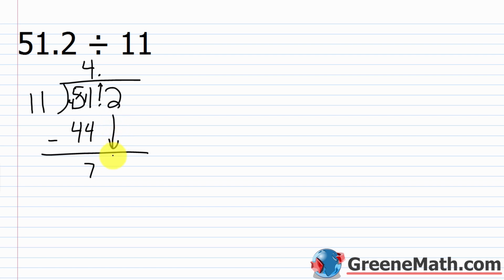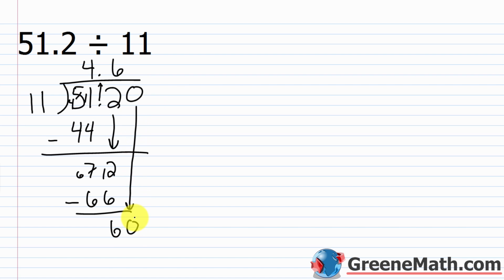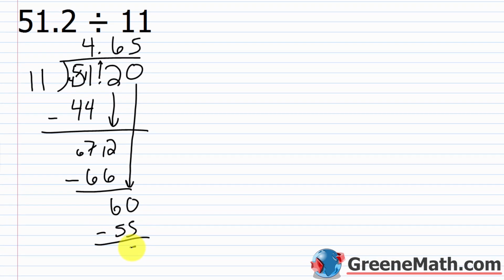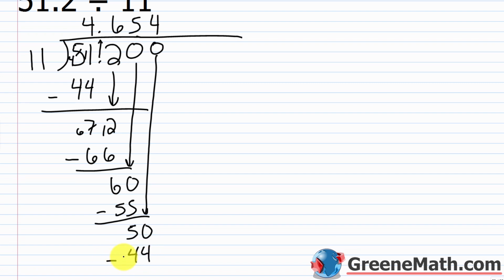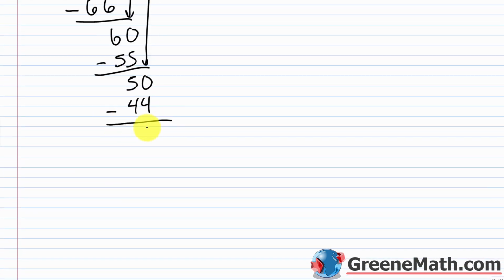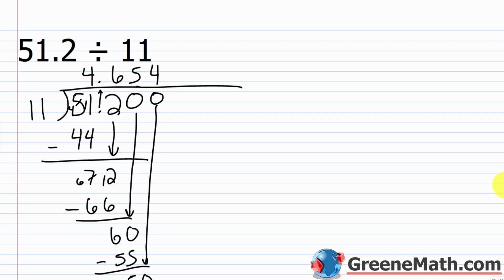So I'll go ahead and bring down this 2 here. 11 will go into 72 6 times. 6 times 11 is 66. Subtract. I need to borrow. 12 minus 6 is 6. So I'm going to put a 0 here so I can continue. And I have 60. 11 goes into 60 5 times. 5 times 11 is 55. Subtract and I get 5. Go ahead and put a 0 here and bring that down. 11 goes into 50 4 times. 4 times 11 is 44. Subtract and you're going to get 6. So we're going to bring down another 0.